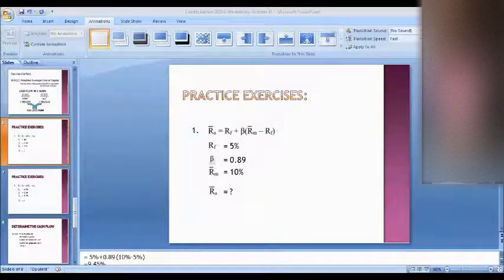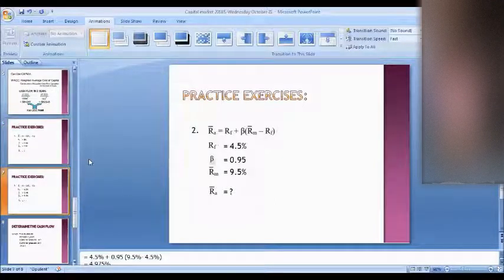How did we do it? 5% plus 0.89 times 5%, where 5% came from 10% minus 5%. Okay, next. Reserve your answer in number 1, and number 2, because later on we will compute the present value.